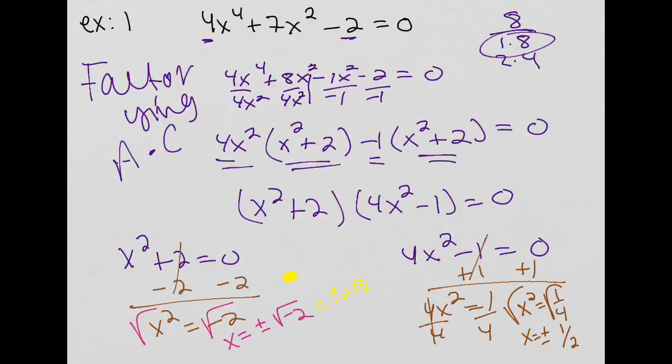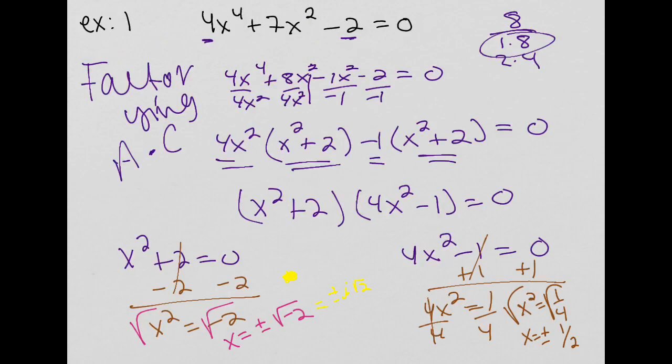So our answers are, for this problem, x equals, I like the radical. Let's keep the radical. x equals square root of negative 2. x equals negative square root of negative 2. Positive and negative right here. And then x equals 1/2 and negative 1/2. Okay, those are all my answers. Because remember, they're plus and minus.